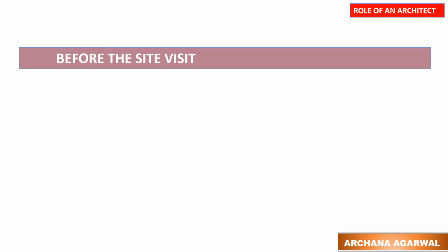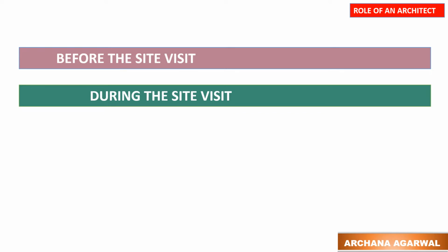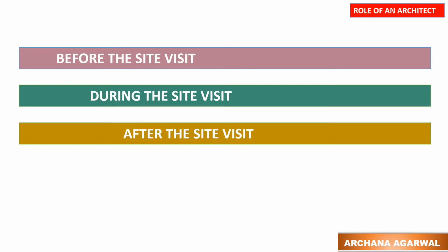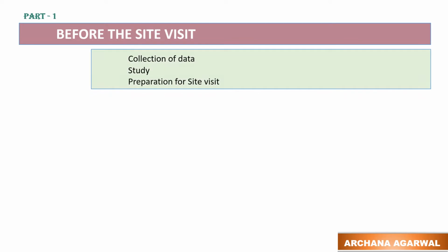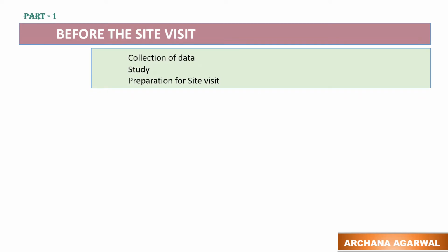The architect's role in the site visit is divided under three phases. That is, before visiting the site, during the site visit, and after the site visit. Before visiting the site, an architect needs to collect some data, study certain aspects, and prepare for the site visit. This is part 1 of the video series, where I will be covering what actions an architect needs to take before making a site visit.